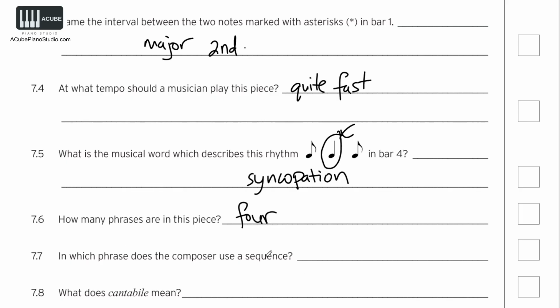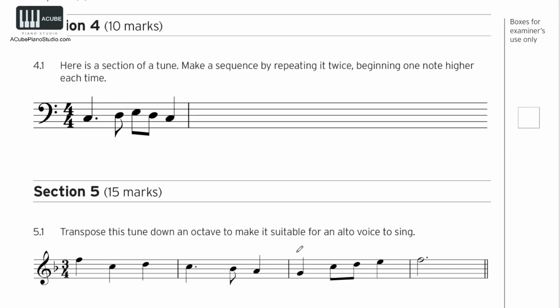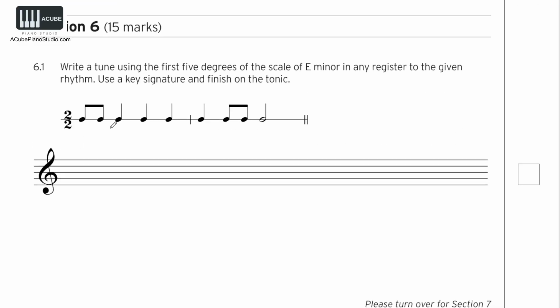In which phrase does the composer use a sequence? So recall we had a sequence previously. This question here, da da da da da. Then we make it 1 note higher, da da da da da. Then the next bar, da da da da da. So this is a sequence, right? It's quite similar. You just make the notes a bit higher or a bit lower.